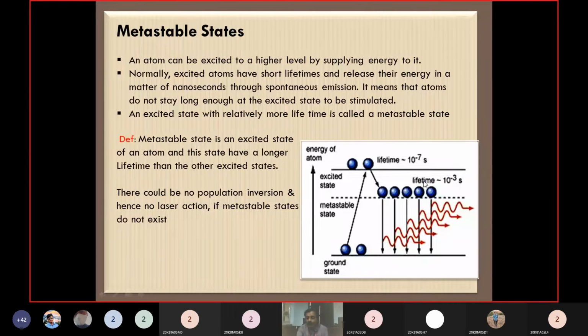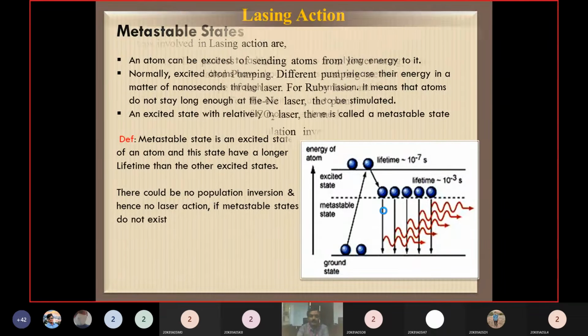At this situation, what happened? Electrons will stay more time here. That's why we'll get population inversion very easily, because here the lifetime of the electron is greater than the other excited states. Here 10 to the power of -7, here 10 to the power of -3. That's why here the lifetime is greater. So this state will act as a metastable state and population inversion will be obtained very easily. Okay, this is about the metastable state.